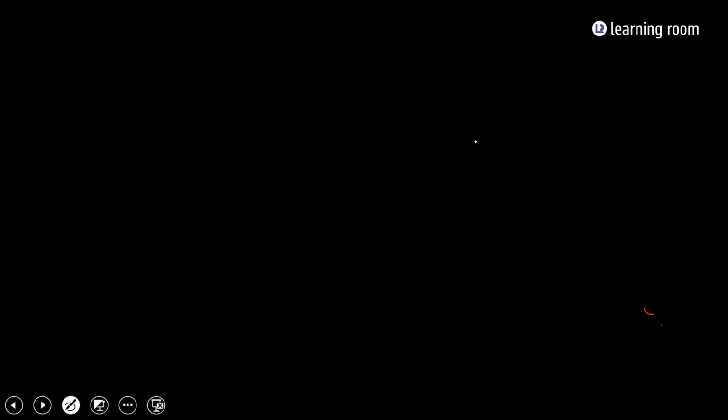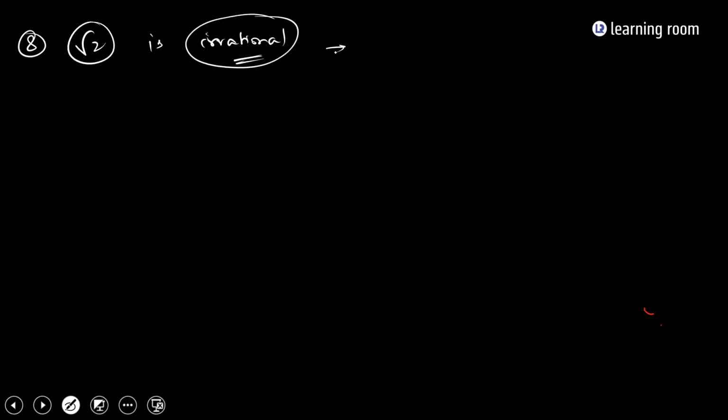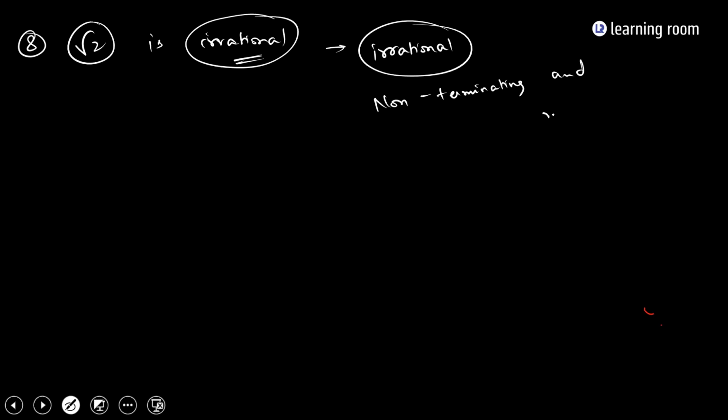The next type of question that they will ask you is a very famous one: prove that a given number is irrational. What are the steps that we are going to follow? First, we need to assume that it is rational, and then reach a contradiction. But first, I need an understanding of what an irrational number is according to you. A non-terminating and non-recurring decimal. Yes. So if a fraction has this kind of format, then it is going to be an irrational number.